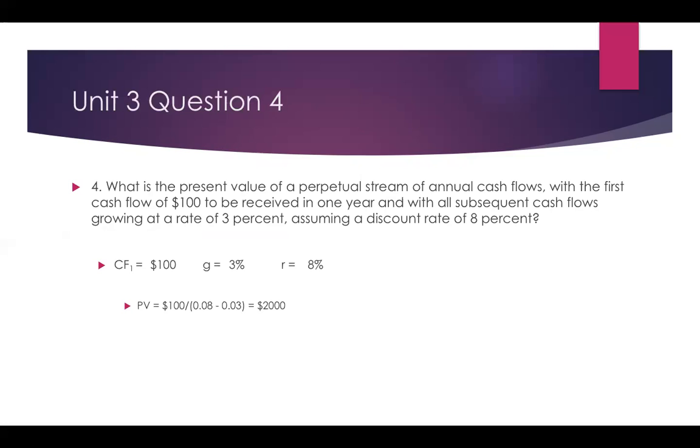Putting those numbers together, this is going to be a little different from the previous one. But essentially what you want to do is subtract the growth rate from the discount rate, and then divide the $100 by that, which brings you to a present value of $2,000.